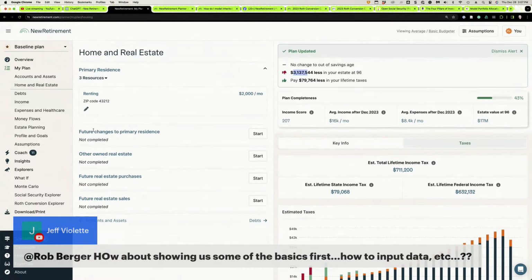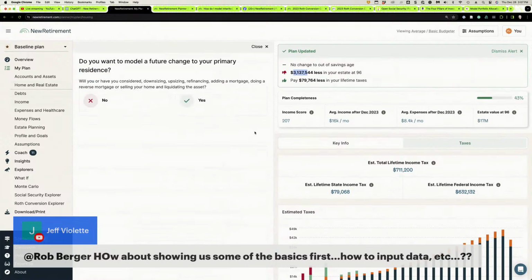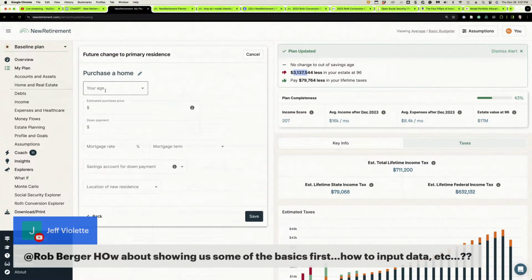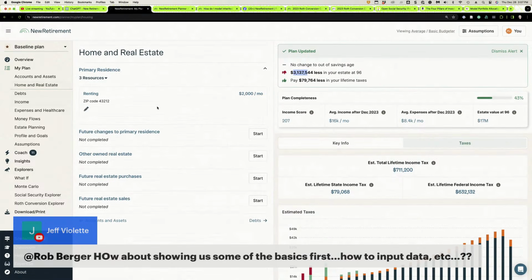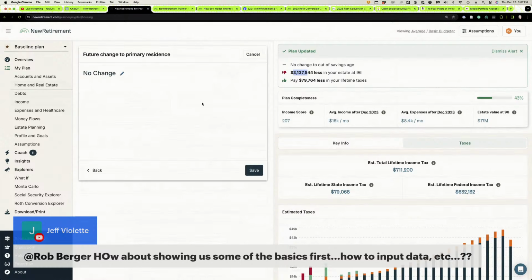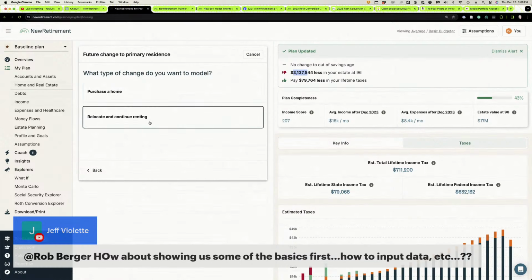You can model, if you're going to change your residence, and you can do this either as part of your base plan, or you can create a scenario to do this. But you might say, hey, I'm going to move. Oops. I went through that too fast. Let me back up. Future, will you or have you considered downsizing? Yes. And I've got no change. So I'm going to purchase a home, relocate, and continue renting. That's right, because I'm renting in this scenario.